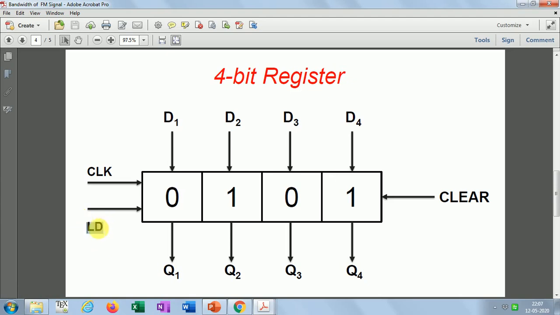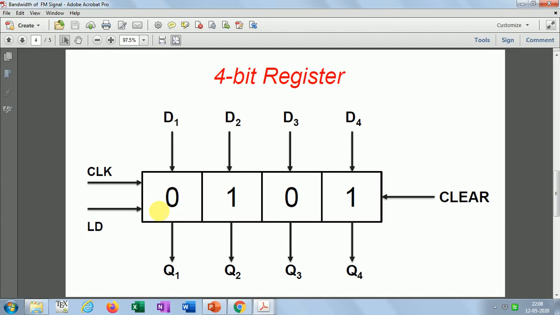So if it is 1, then at the next clock cycle the data will be transferred to this register. Otherwise, if load is 0, then the register will retain the same data. So it will retain 0101. It will not go to another state through the data inputs, that is D1, D2, D3, D4, but it will retain the previous state only, that is 0101, if load is 0.